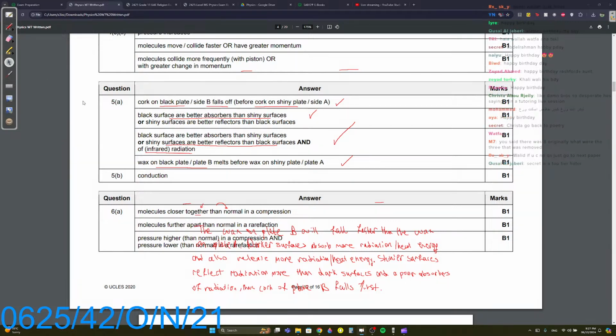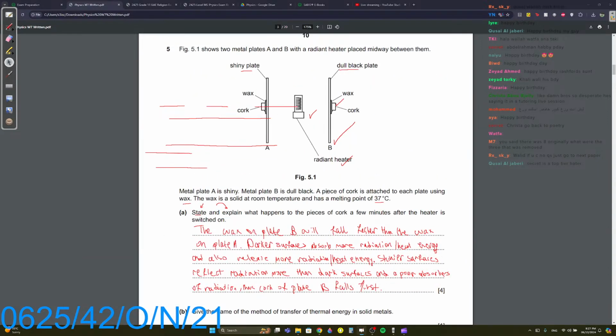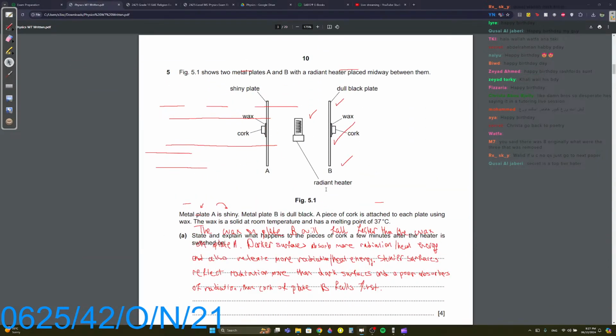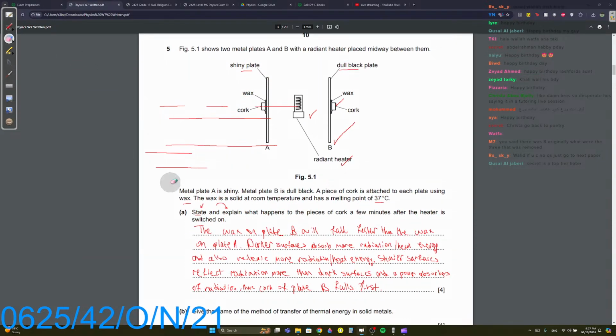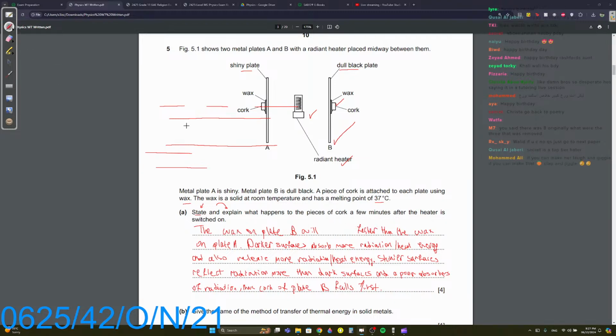Oh, okay. I shouldn't have said the wax will fall faster. Sorry, my mistake. I should say the wax melts, the cork falls. The wax will melt faster than the wax on plate A. Sorry, I didn't mean to say fall.